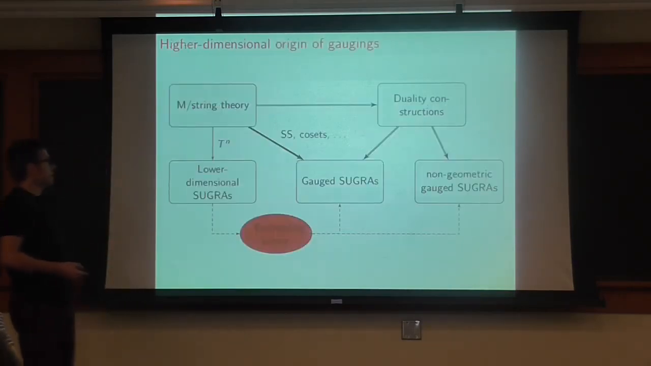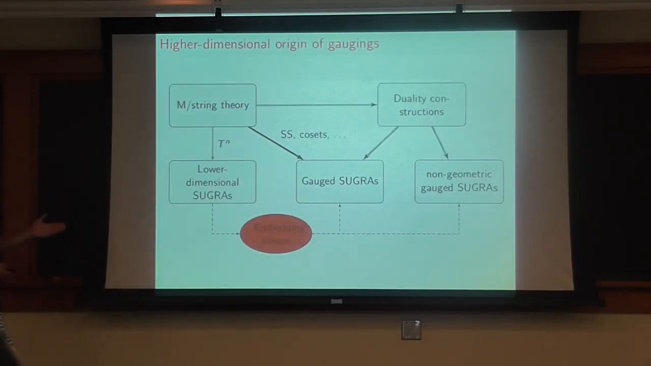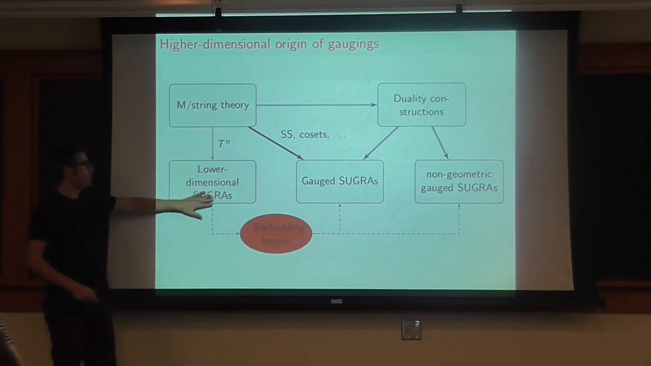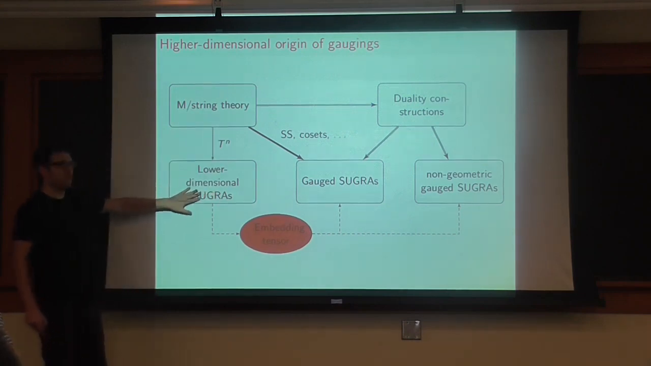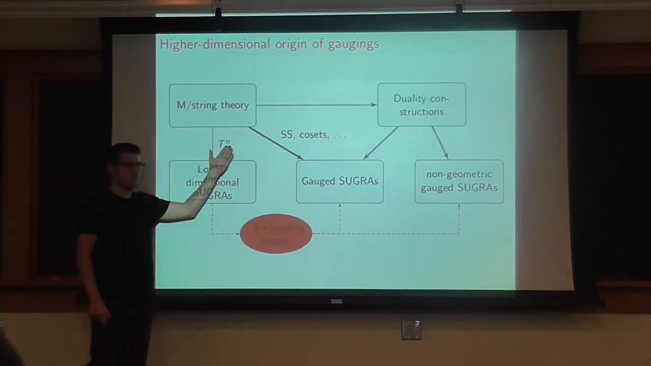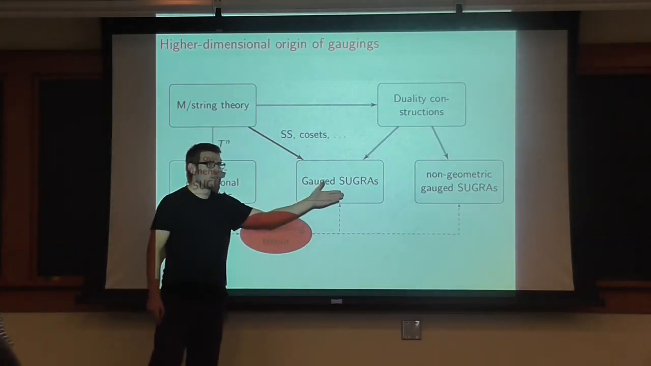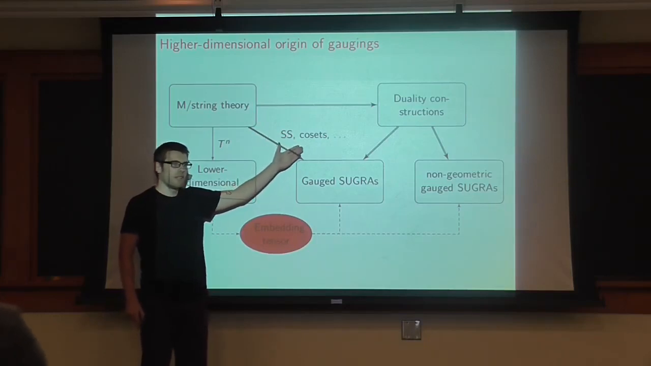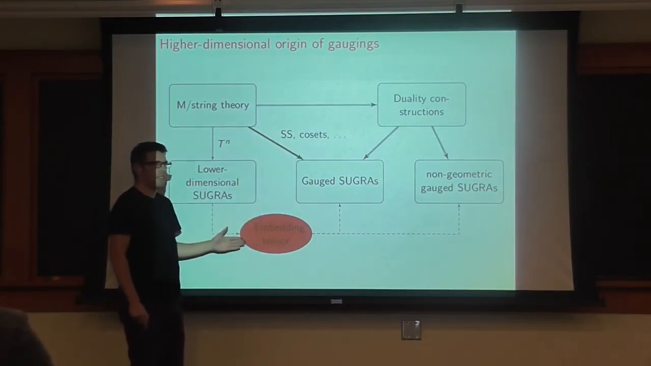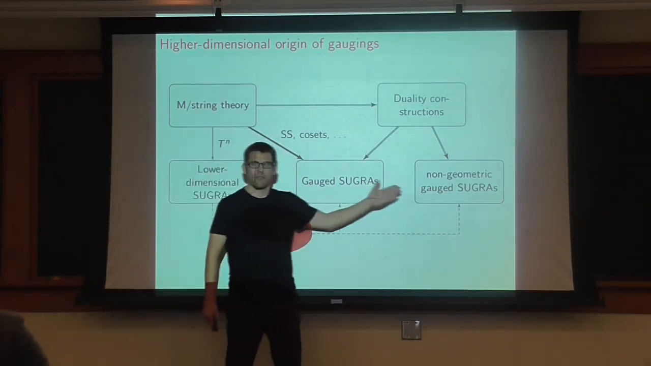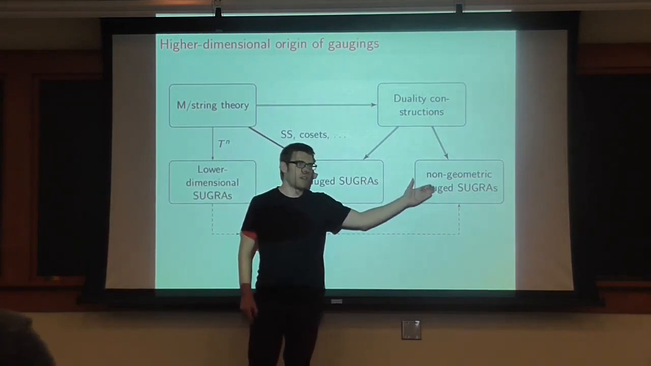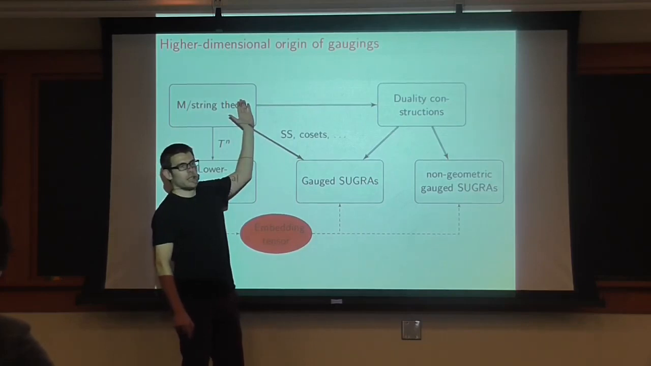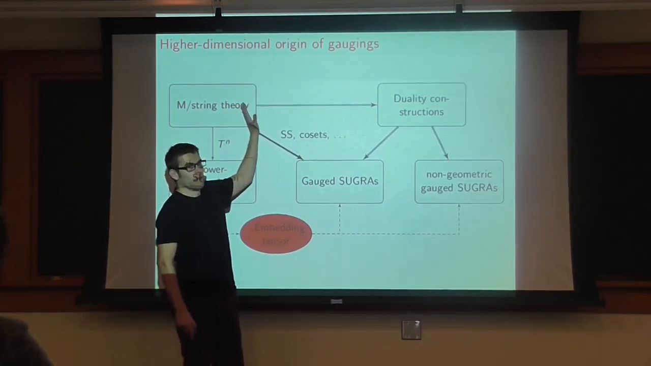And then this is the general picture that I would like to explain. So we start from here. We know that we obtain gauged supergravities from toroidal compactification. We obtain a subset of gauged supergravities by Scherk-Schwarz reduction plus compactification. But the embedding tensor gives us access to a set of non-geometric gauged supergravities that in principle don't have a higher-dimensional origin. But we don't know how to justify them.